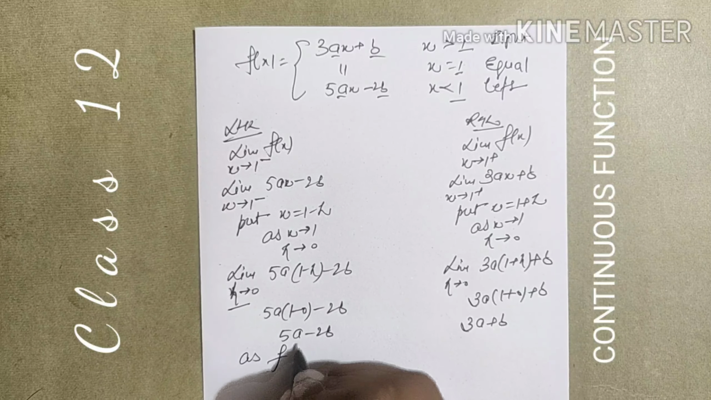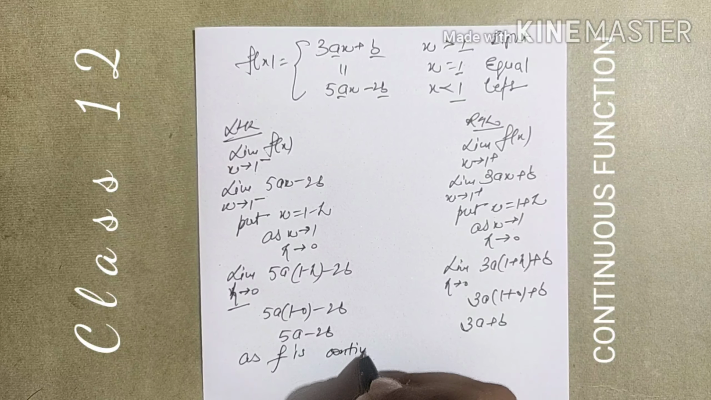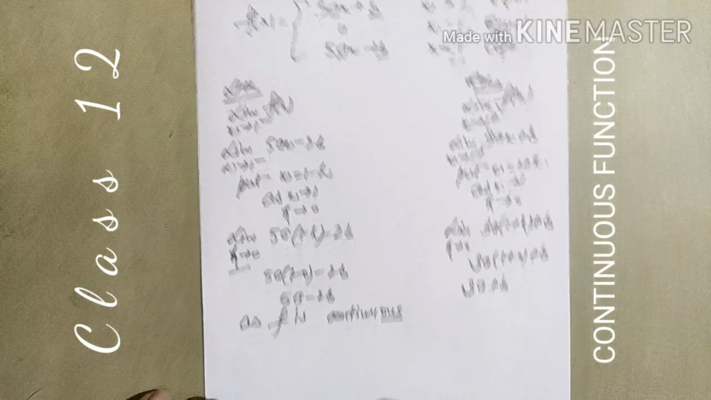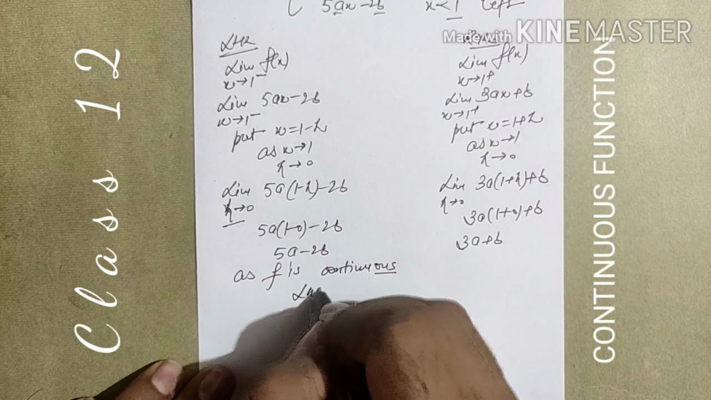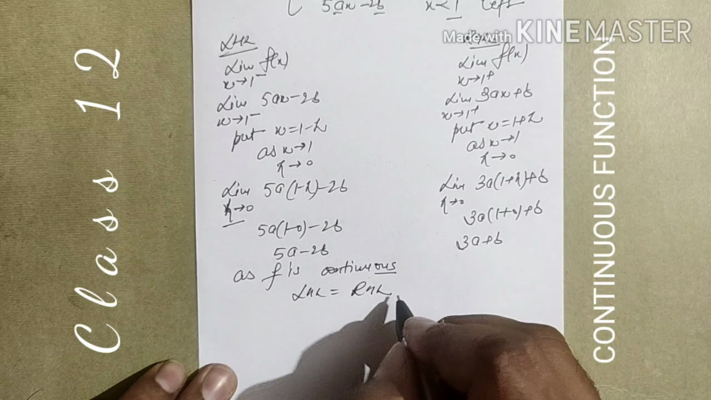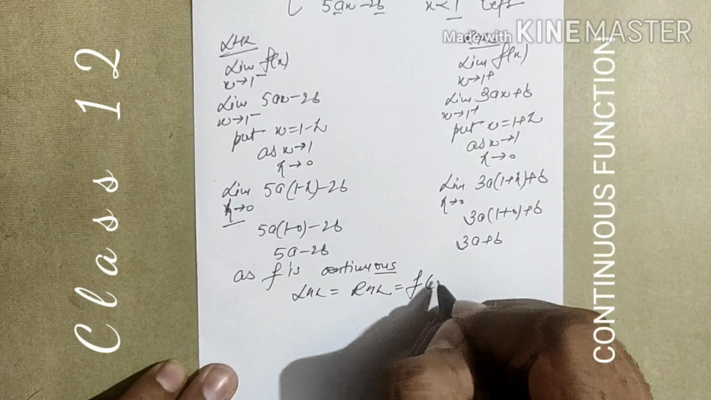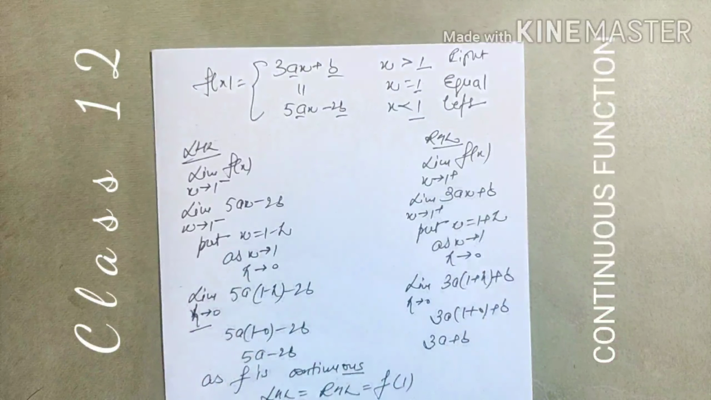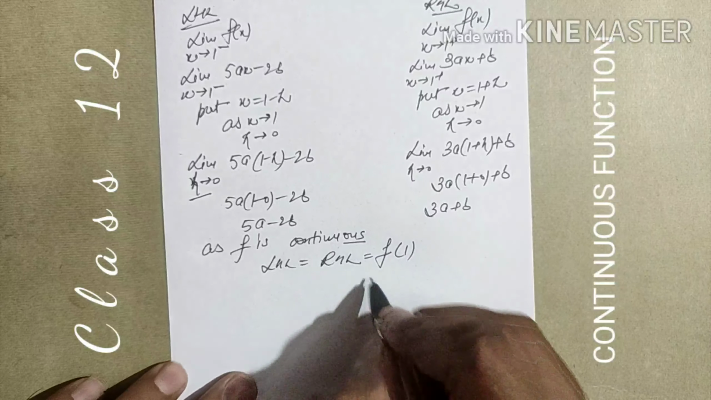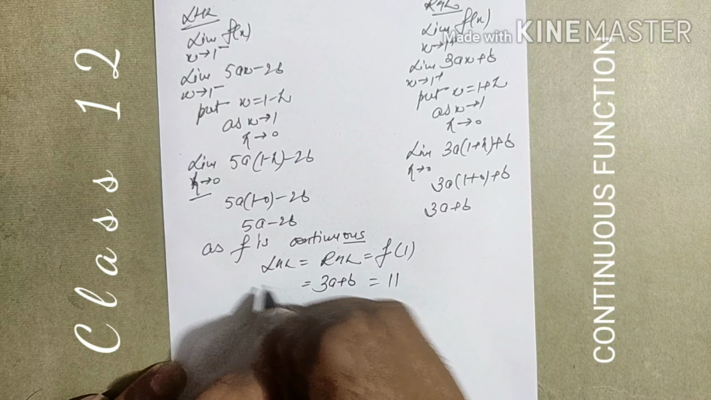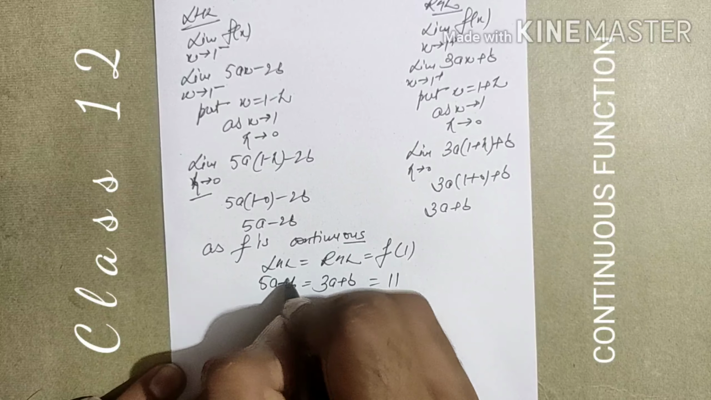As f is given as continuous, we have to find a and b. It means the left hand limit should be the same as the right hand limit. This is the case for the limit to exist. For continuity, it should be the same as the value given at that point. Means at the equal case, it is given here as 11. So replacing the values, this value is 11, this value is 3a plus b, this value is 5a minus 2b.